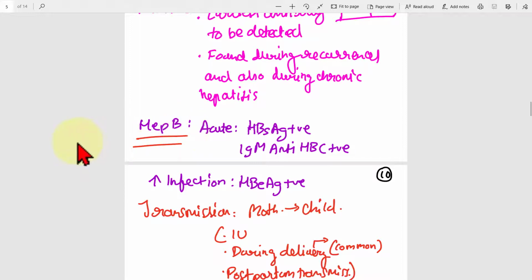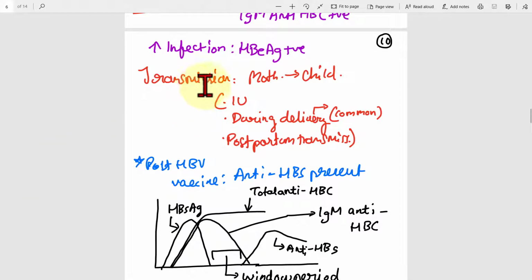Moving on to Hep B, there is an acute variety, and in case of acute variety, HBsAg is positive, and also IgM anti-HBc is positive. And in case of severe infection of Hep B, HBeAg is positive. So you can see the difference between acute and chronic infection. Now moving on to transmission. Transmission can occur from the mother to child through the following routes. One is intrauterine and the other is during delivery, that is more common, and also through postpartum transmission.